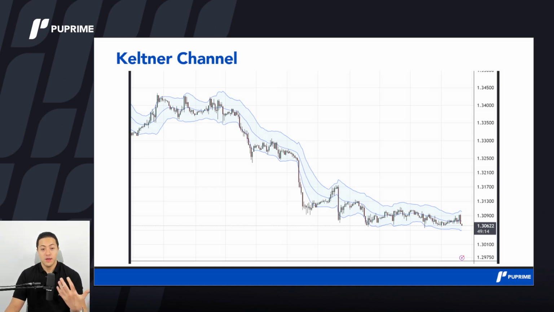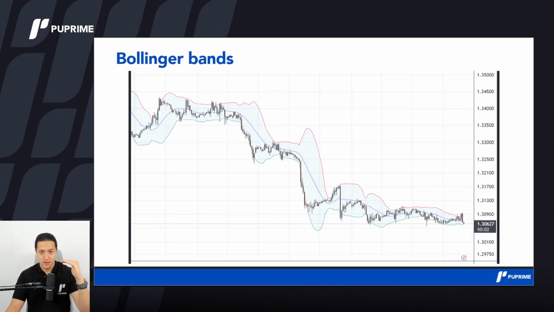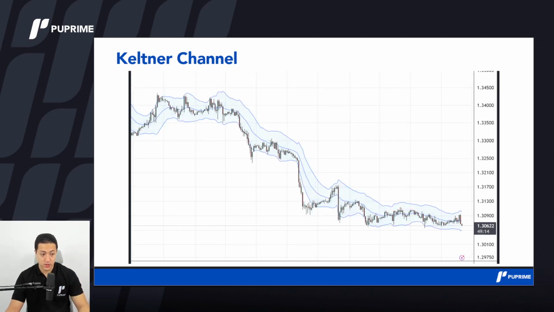So we have the Bollinger Bands, as we said, the middle line is a 20 simple moving average, plus 2 standard deviations, minus 2 standard deviations, we have the Bollinger Bands. As for the Keltner channel, we have the middle line, 20 EMA, exponential moving average, plus 2 ATRs, minus 2 ATRs, and we get our bands.